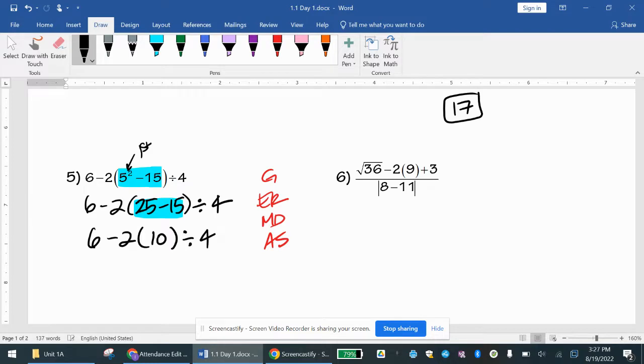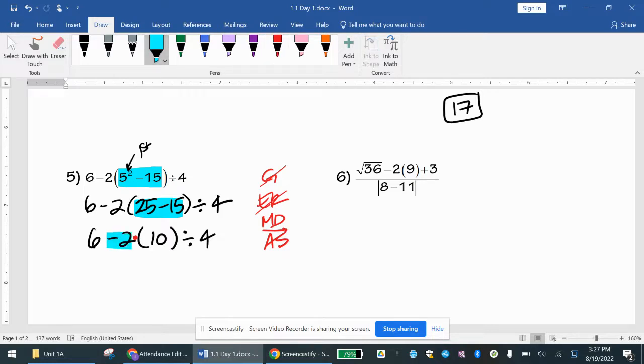Okay, so let's pause for a second. If I read this problem from left to right, what does it say? It says 6 minus 2 times 10 divided by 4. Again, any number in front of a grouping symbol has an imaginary multiplication symbol. So there are no roots or exponents in this problem, but I do have multiplication and division. I have to do it from left to right.